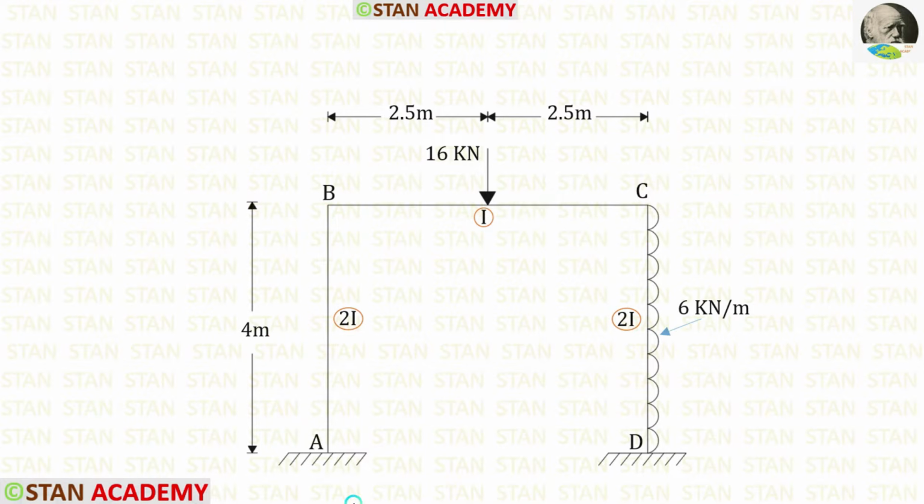This is a Sway type frame because the loading in the frame is not symmetrical. Because of this uniformly distributed load, there will be sway. This load is acting towards the left side, so the sway also will be acting towards the left side. Since it is a sway type frame, we have to do the analysis two times. First the non-sway analysis, then the sway analysis.